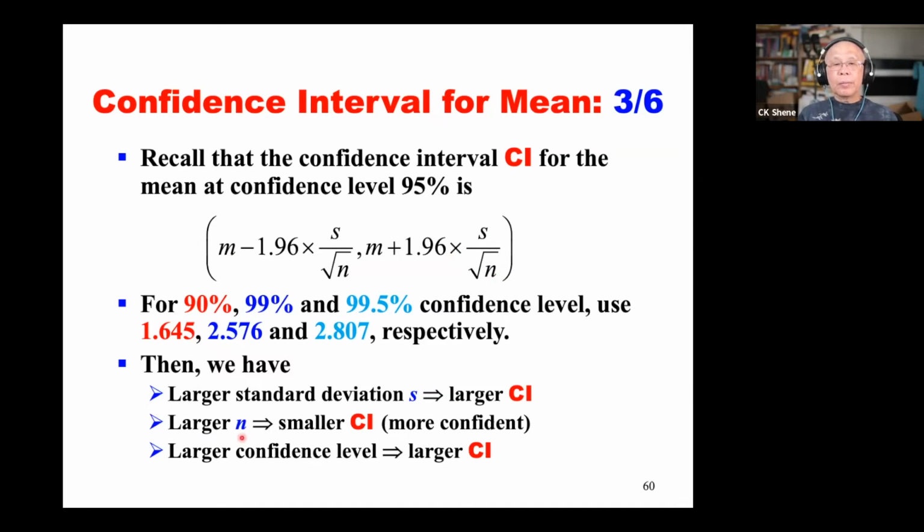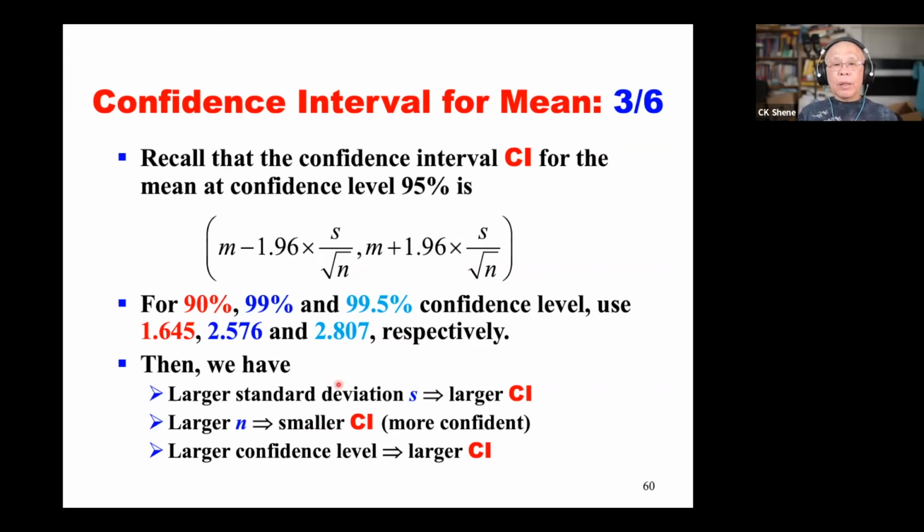That is here. Larger sample size implies smaller confidence interval. That is, if the confidence interval is smaller, then the chance it contains the unknown population mean is higher, given the same confidence level. And that is why we always prefer larger sample.